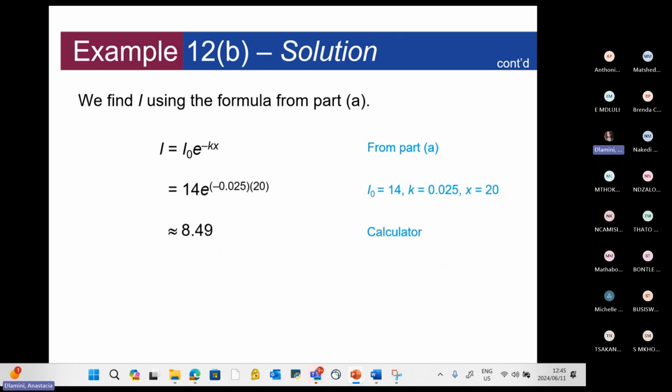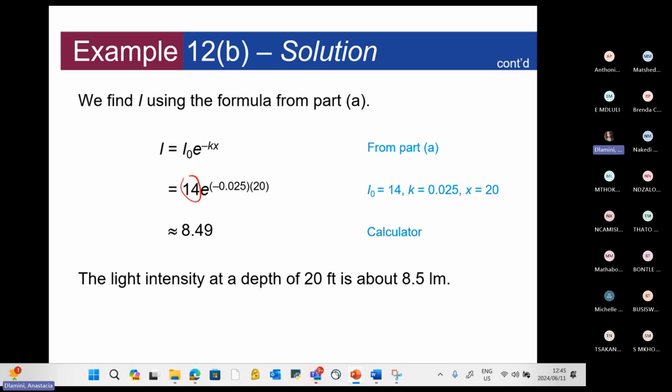So the light intensity at the depth of 20 is about 8.5, which is lower than the initial light intensity, because it was 14 before and now 8.5. So our assumption was correct: as light passes through a transparent material, the light intensity actually decreases.